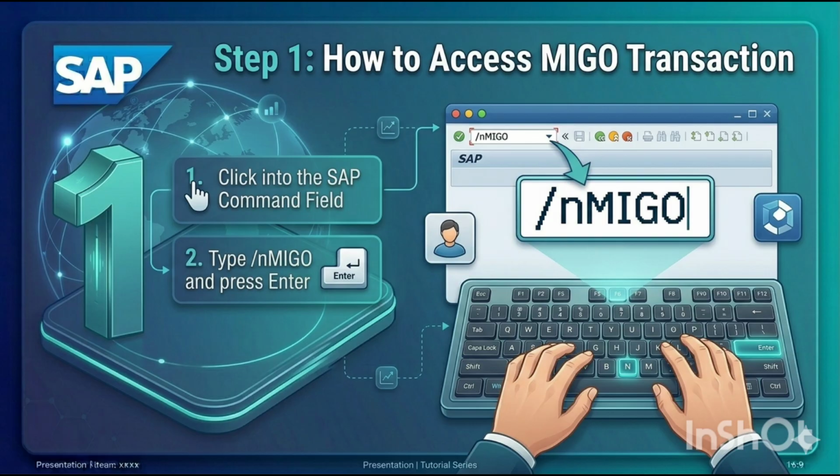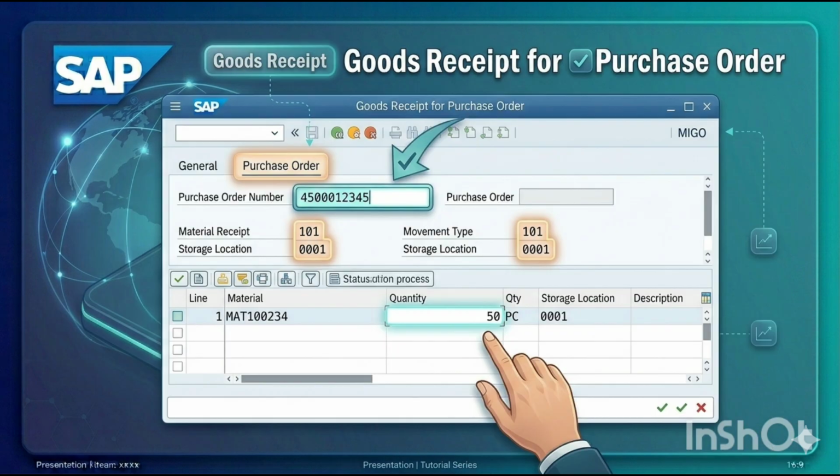So up till now we have completed the process in which we are opening MIGO transaction. After opening MIGO, enter the purchase order number in the designated field and press enter. SAP will automatically fetch all the open line items from the purchase order. You will see the material number, description, ordered quantity and already received quantity. You can also enter the delivery note number from the supplier for better tracking. It is good practice to verify the PO details before proceeding. Check the material, plant and storage location.